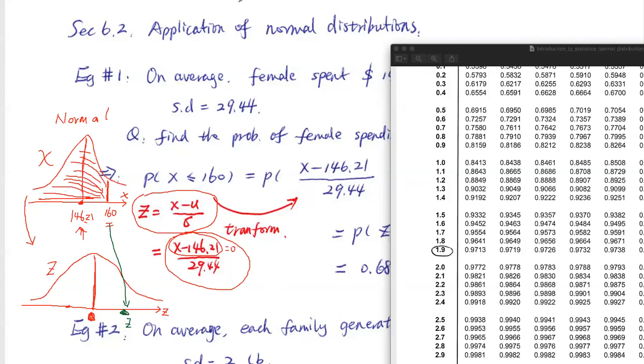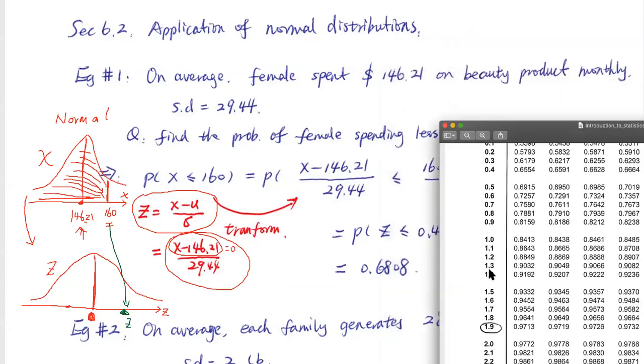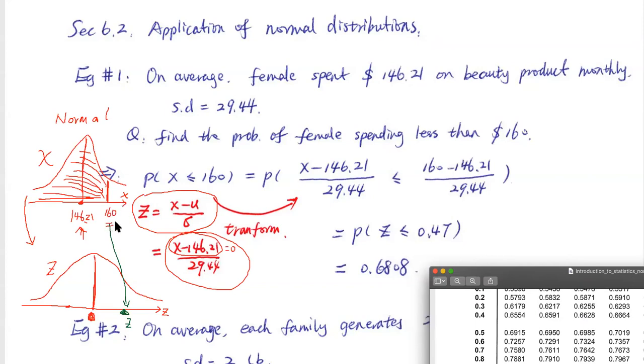So we are going to apply the formula here, everybody. You plug in X equal to 160, sorry, 160 minus 146.21, divided by 29.44. Plug in whatever you have for this X value, and you get this number here, everybody: 0.47. That's the Z number you are looking for.